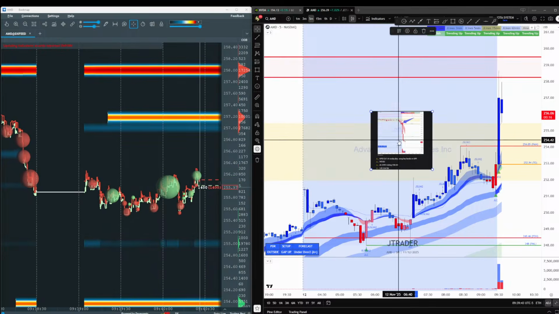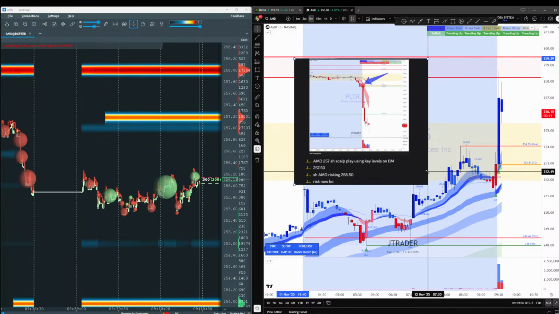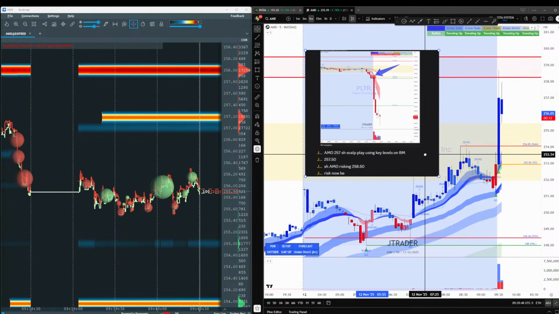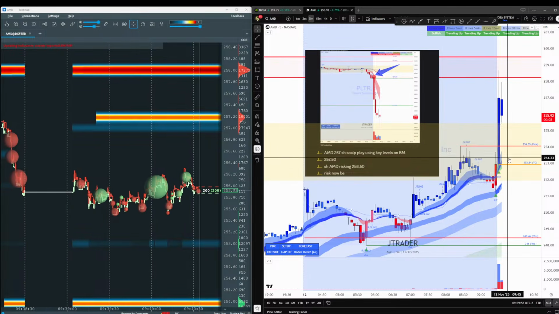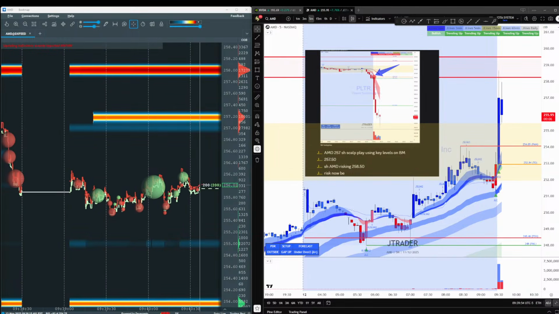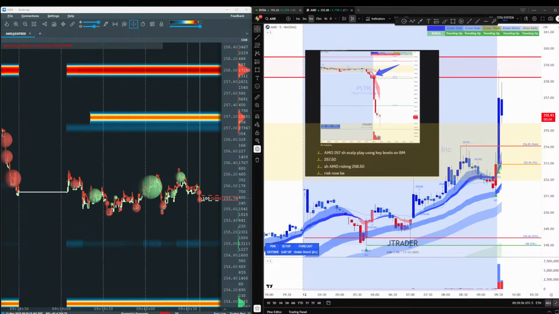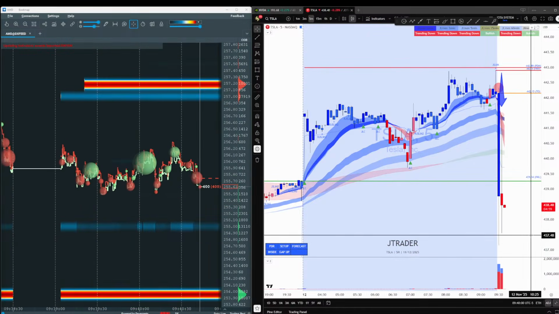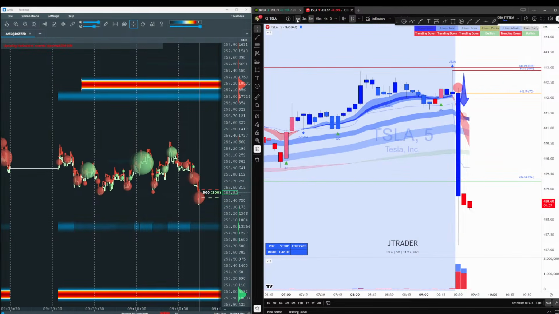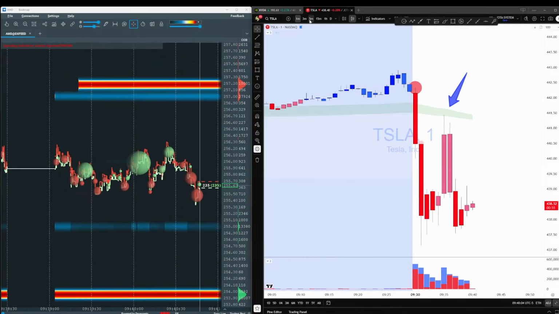Let's see if it's going to work more. We'd like to see over here back to the 253 target. Tesla over here, boom, guys, again, boom. So good.